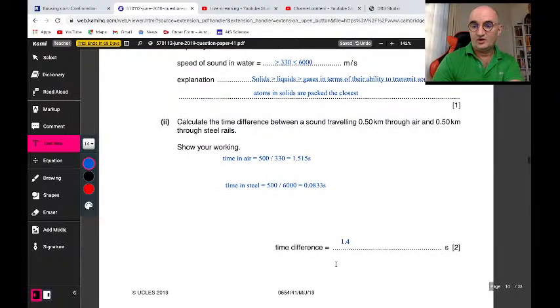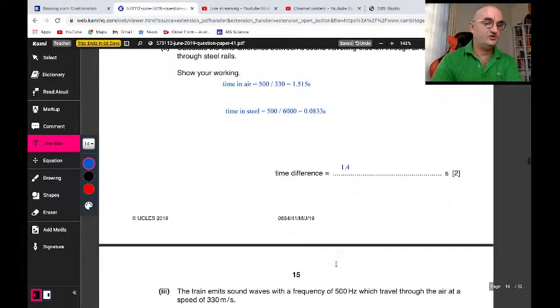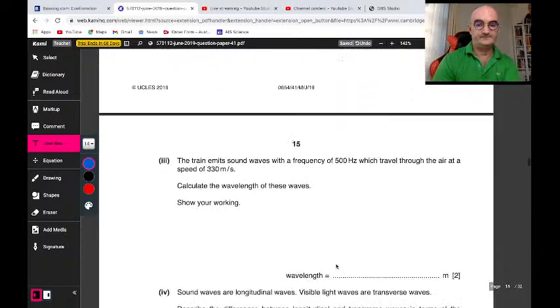So the difference is 1.4 seconds, and it gives me 2 whole juicy marks for that.